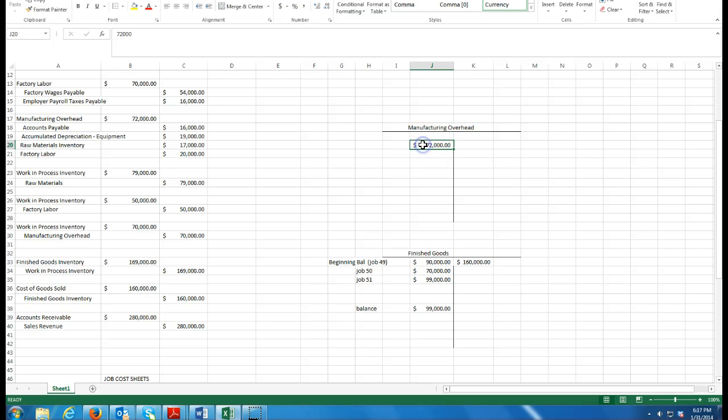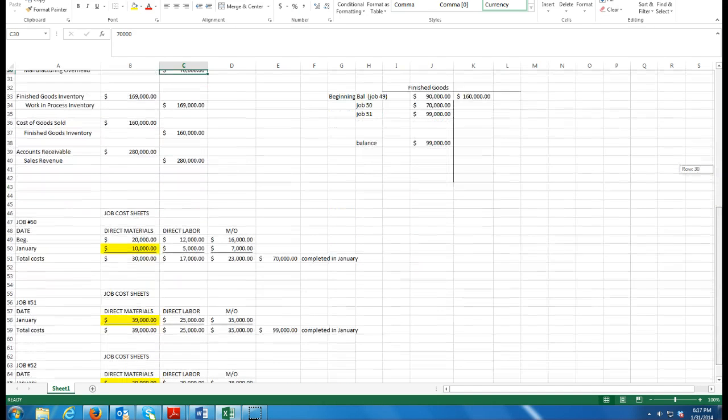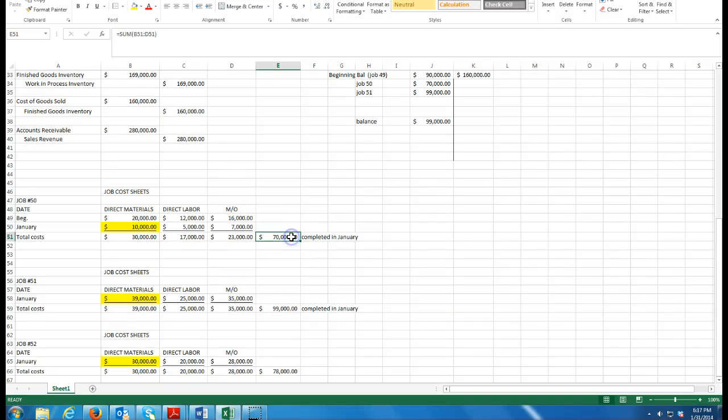But how much did we actually apply to the jobs of manufacturing overhead? 70. Now let's look at that. If we take our 7,000 there, our 35,000 there, and our 28 there, that gives us our 70,000 that we treated as predetermined overhead.